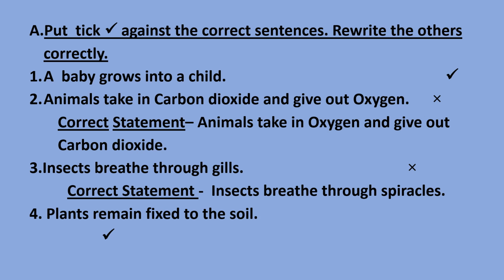Then next is, insects breathe through gills. Children, this sentence is again incorrect. Fishes breathe through gills and insects breathe through air holes called spiracles. So the correct statement will be insects breathe through spiracles, or we can also write fish breathe through gills. Next is plants remain fixed to the soil. This sentence is correct. Plants are living things, but they do not move. They remain fixed to the soil.